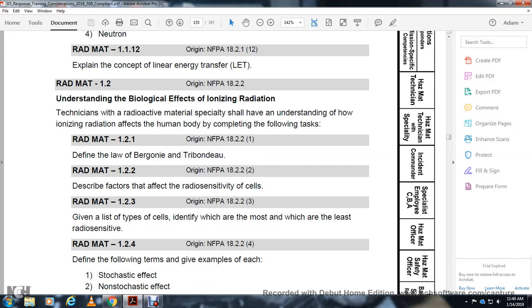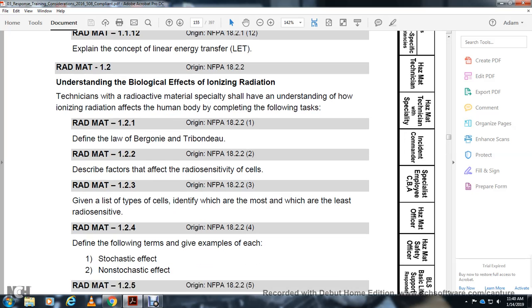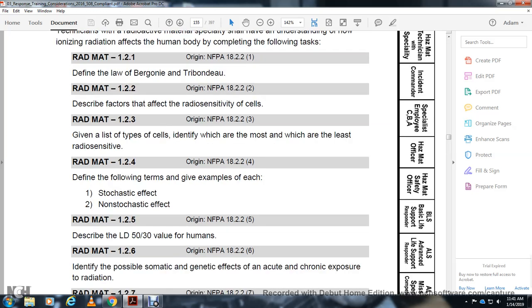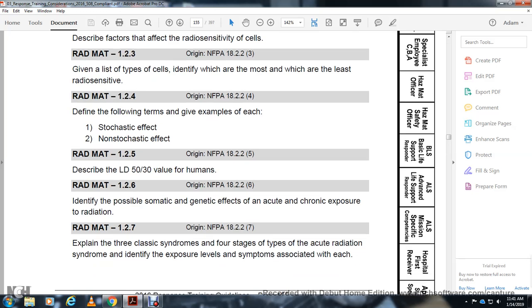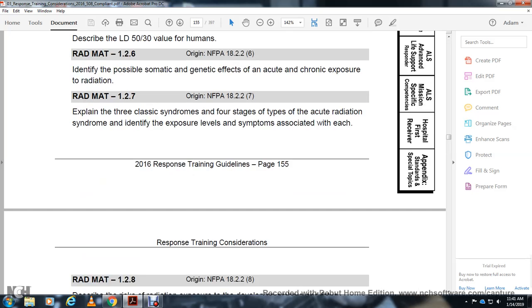Define the following terms and give examples: stochastic effect, non-stochastic effect. Describe the LD50/30 value for humans. Identify the possible somatic and genetic effects of acute and chronic exposure to radiation. Explain the acute radiation syndrome, the four stages of acute radiation syndrome, and identify the exposure level and symptoms associated with each.